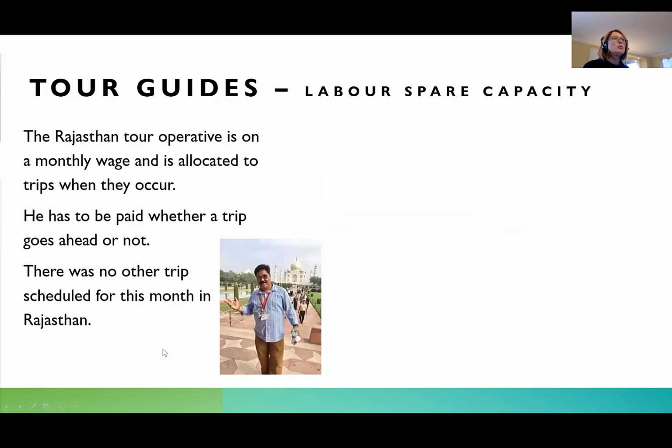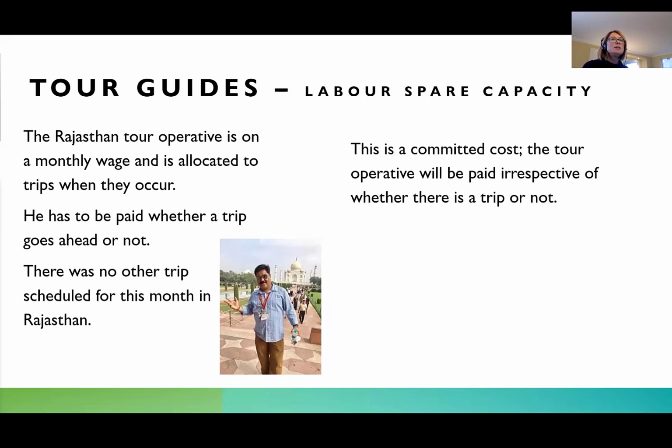The Rajasthan tour operative is on a monthly wage and is allocated to trips when they occur. He has to be paid whether a trip goes ahead or not. There is no other trip scheduled for this month in Rajasthan. He has spare capacity. This is a committed cost though. The tour operative will be paid irrespective of whether there is a trip or not. If we don't run this trip, he's still paid.